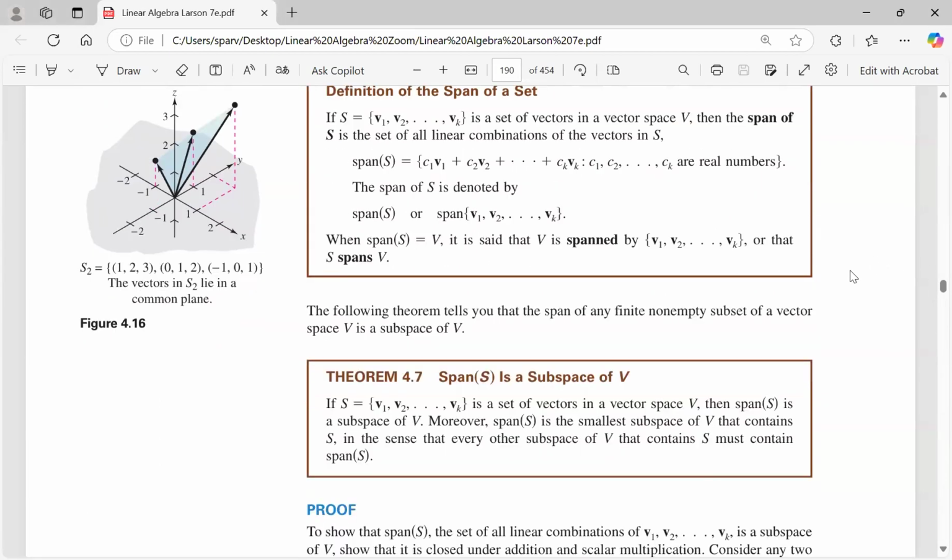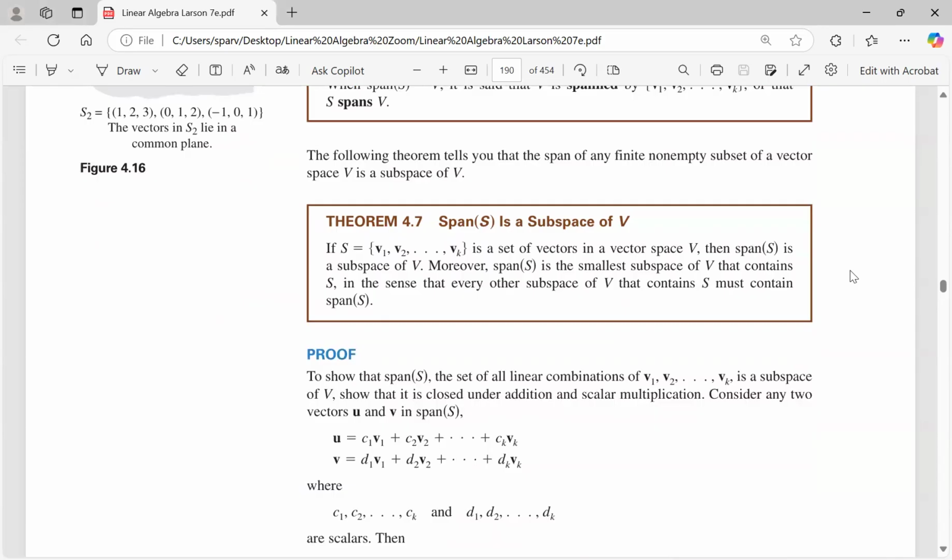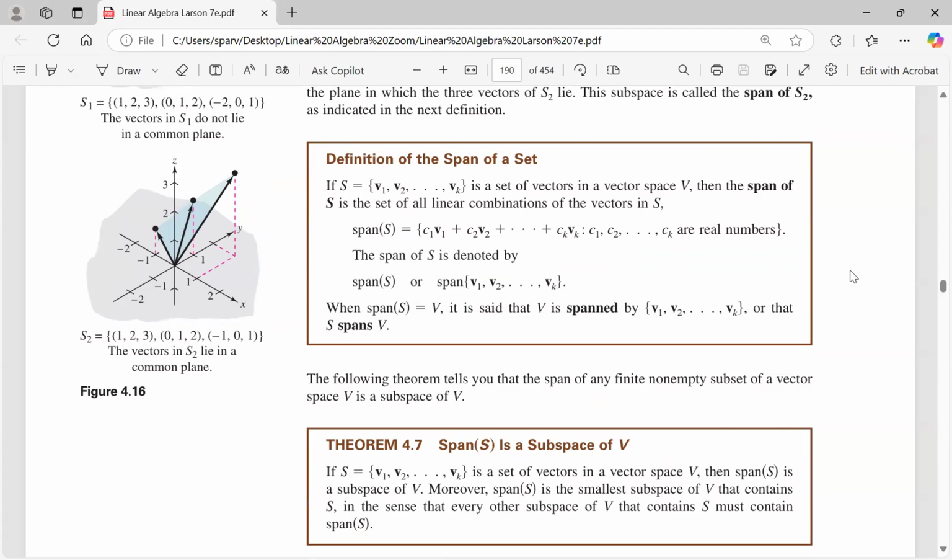Now this is new material we're about to start with. Let's take a look at this theorem, first of all, without the proof. Theorem 4.7 tells us that the span of S, remember, is a subset of vectors that are in V. The span of S forms a subspace of V. And that's what this theorem says. So suppose we have the span of S, that means a set of vectors in V.